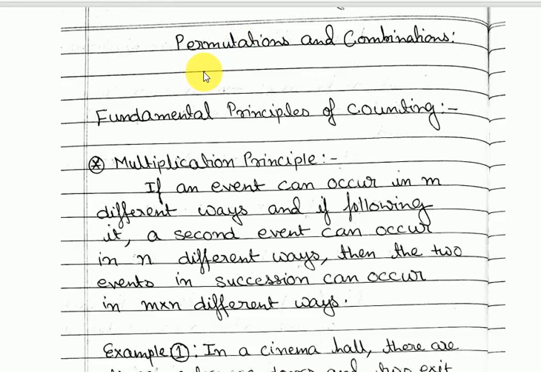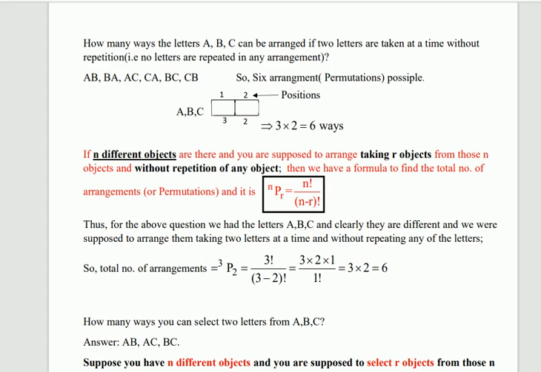Good morning, children. So today we are going to start a new chapter, permutation and combination. Here, permutation means number of arrangements and combination means number of selections. Okay, so let us try to understand.